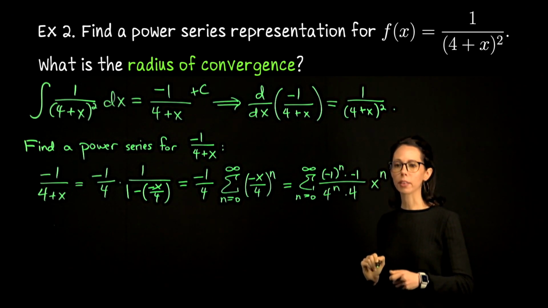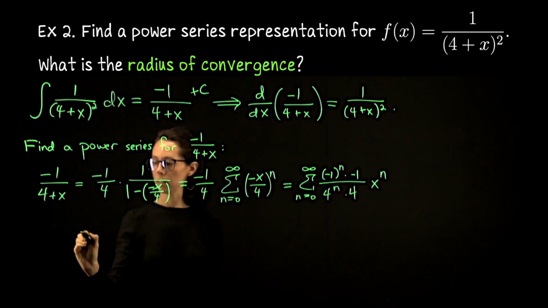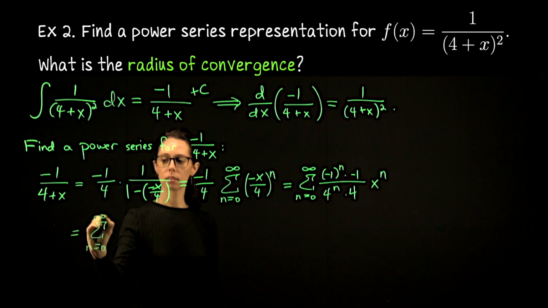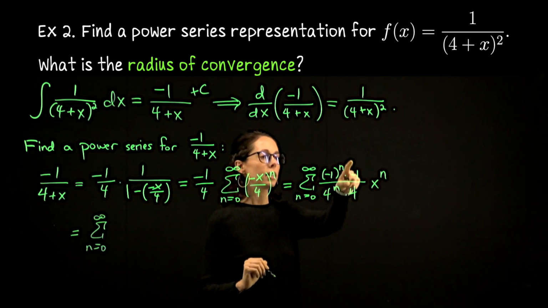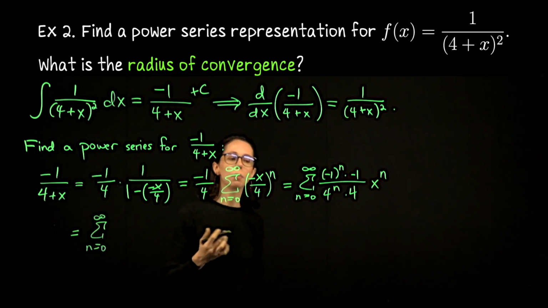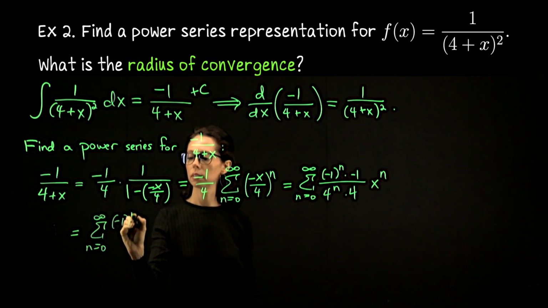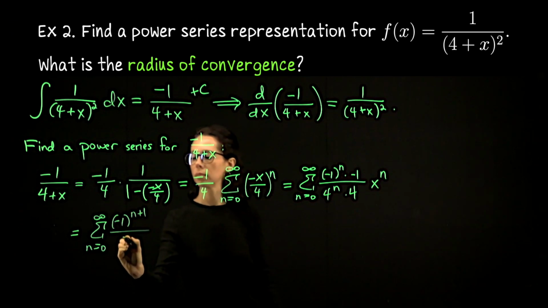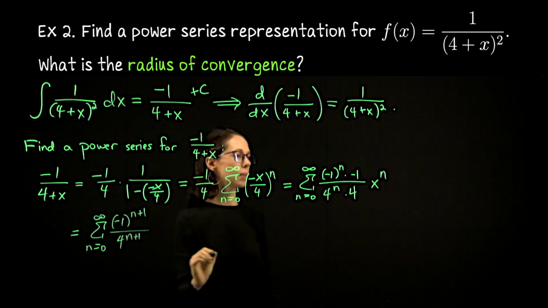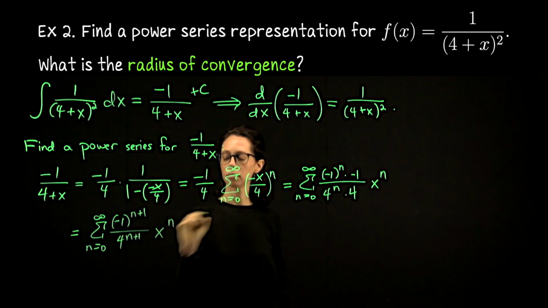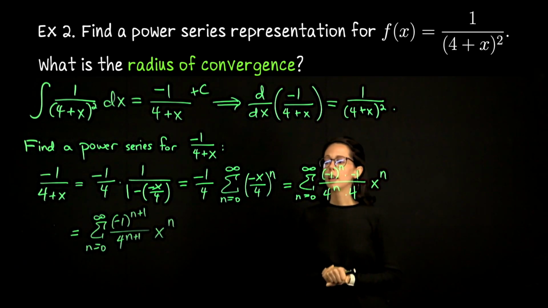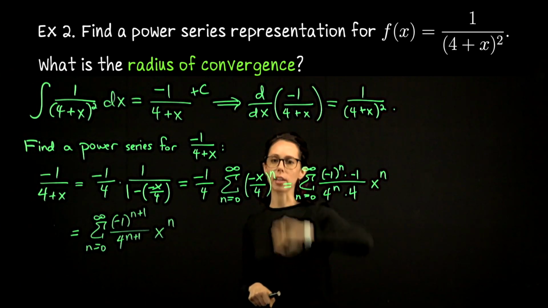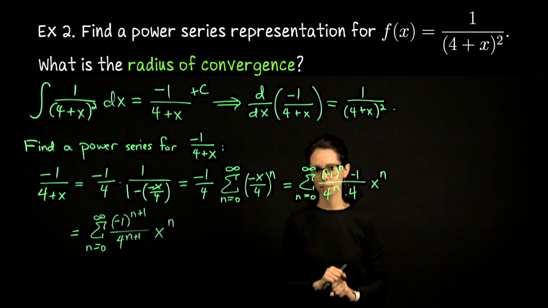Okay, let me write it all the way back on the left now, and I'll put it in a little nicer form than this. So this is going to be the sum from n equals 0 to infinity. Negative 1 to the n times negative 1 can be thought of as negative 1 to the n plus 1. Similarly, the denominator will be 4 to the n plus 1 times x to the n. So that is the power series representation for this function, negative 1 over 4 plus x.